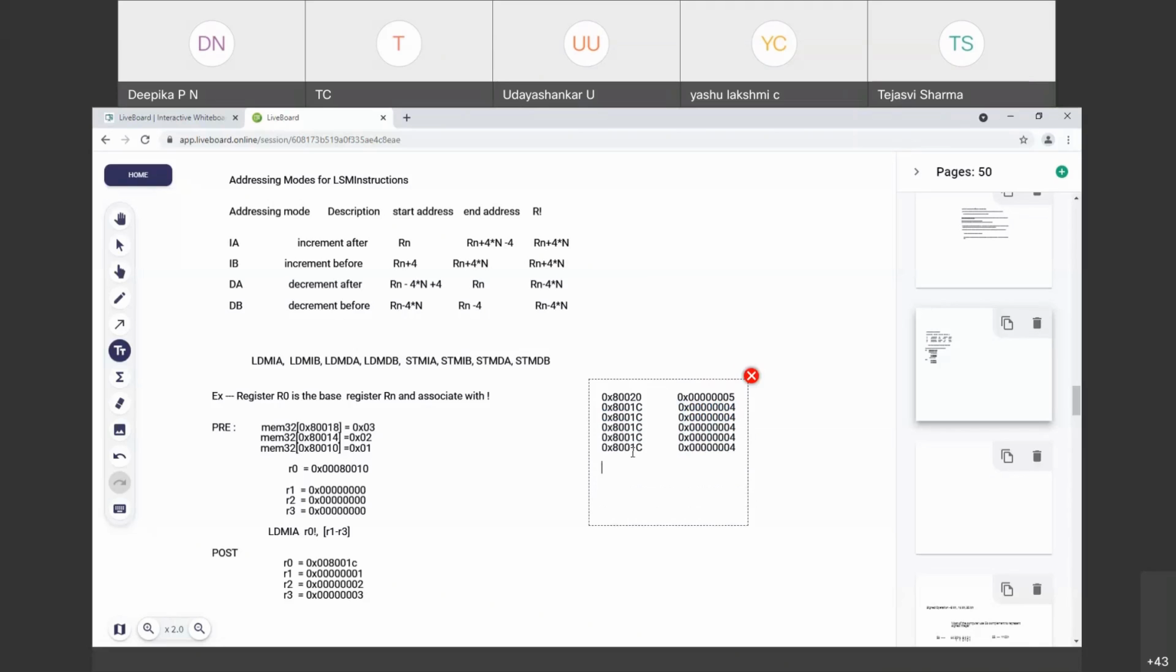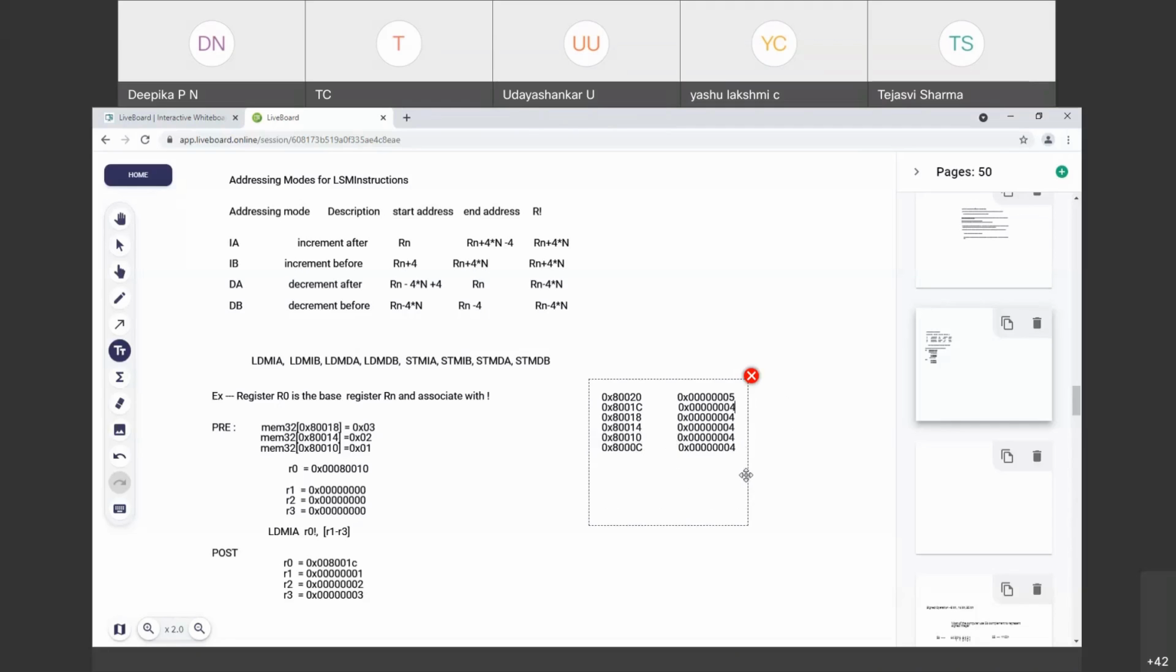Let me write like this. So first one is 1c, then I'll write 18, then 14, then 10, then 0c. Try to understand the difference. 1c and 0c have a gap of 4, 4.